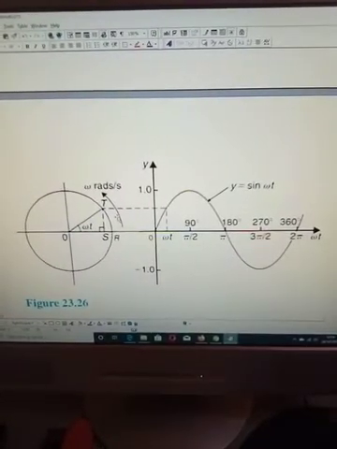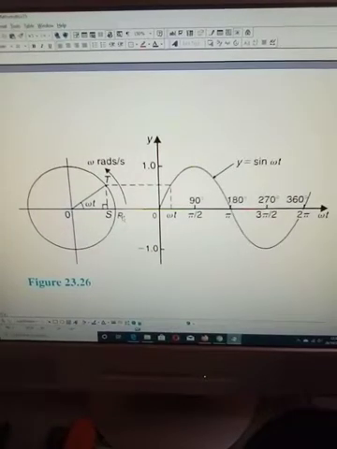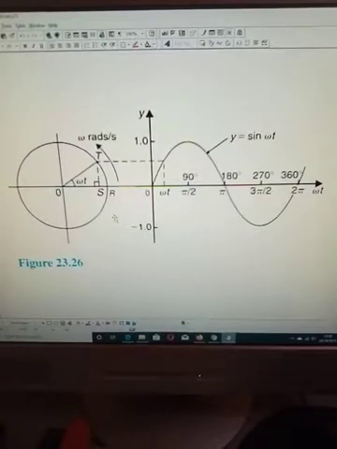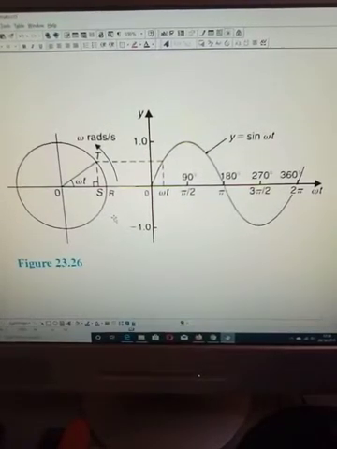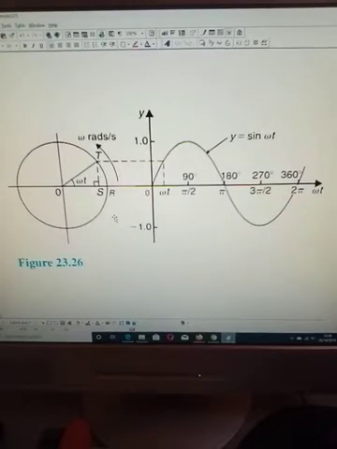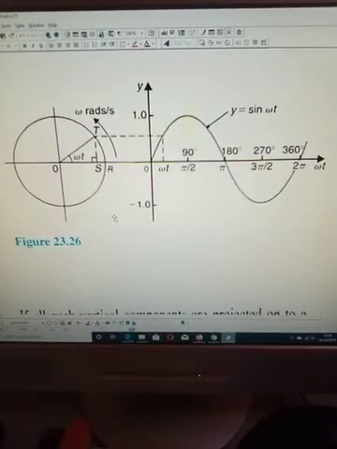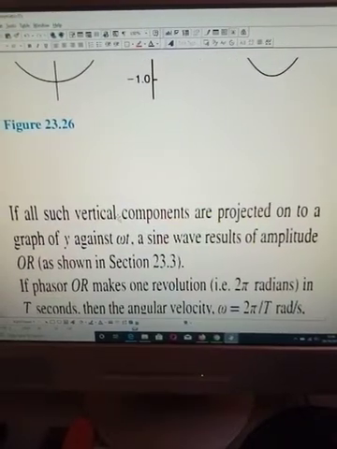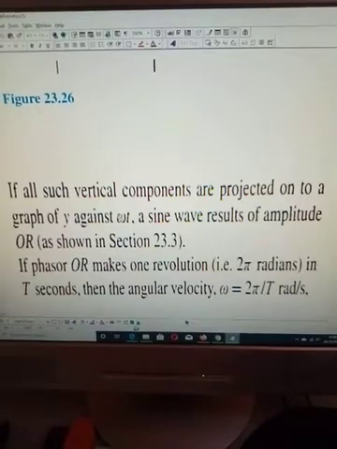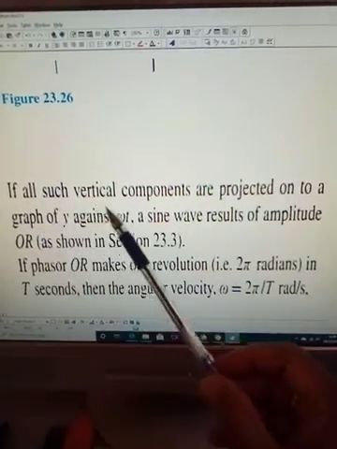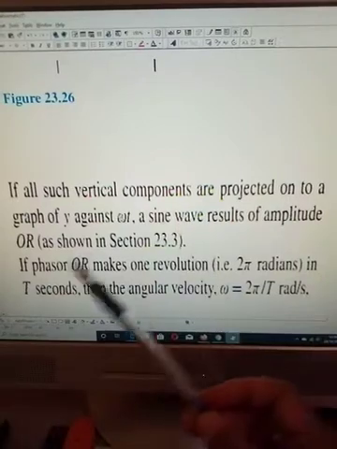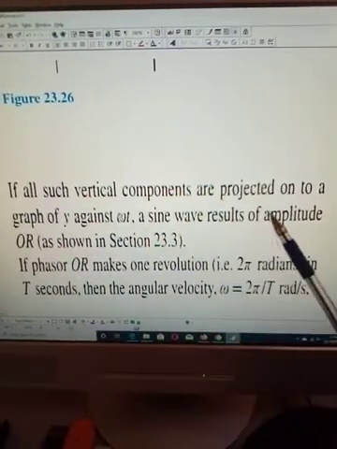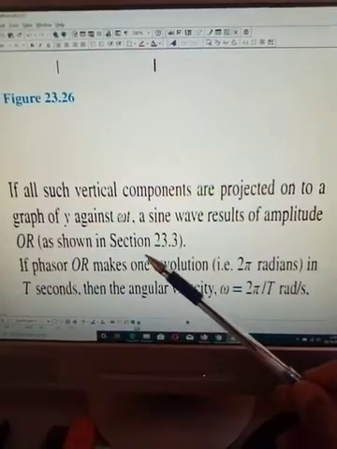Now some of you would have seen this already in one form or another, and I recall showing it to you in class, if you are doing level 3, and you should be able to plot it as well. Now, if all such vertical components are projected onto a graph of y against omega t, a sine wave results of amplitude OR as shown in section 23.3.